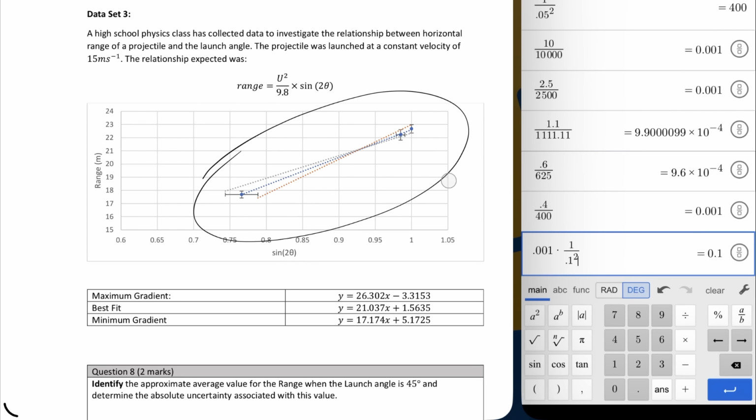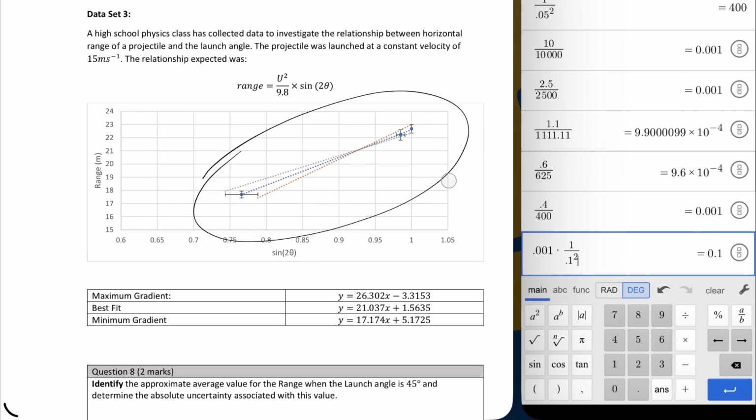The gradient and intercept I'm just going to grab from the best fit. So 21.037, I'll just write it over in my calculator so I don't forget it. And 1.5635 is my y-intercept. So 21.037 and positive 1.5635. A really common error is keeping this as positive if perhaps that best fit y-intercept, or the middle y-intercept, was negative. So just be really conscious of that.